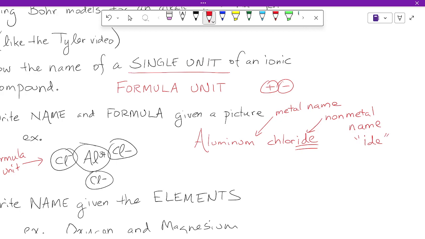How do we write the formula for this? Yes? AlCl3. This is where we put the number. There's no numbers in the name. There are numbers in the formula. Ooh, what do we call these little numbers here? That's called a subscript.